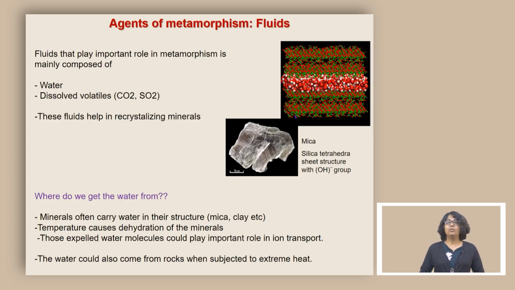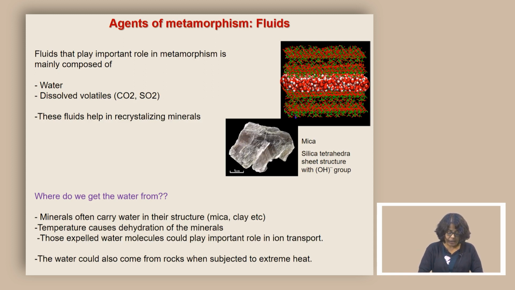The other important agent of metamorphism is the fluids. Now, fluids can play an important role in metamorphism, and those fluids are primarily composed of water. It can be in the vapor phase, and also the dissolved volatiles like carbon dioxide, sulfur dioxide. And these fluids help in recrystallizing minerals. So, for example, there are many minerals such as mica, where the structure is that there is a silica tetrahedron arrangement, but within that there are OH groups, and once these rocks are subjected to high temperature and pressure, then these water molecules get released, and these water molecules subsequently contribute to what kind of structures are going to be more stable at that high temperature and pressure regime. So, fluids actually play quite an important role in metamorphism.